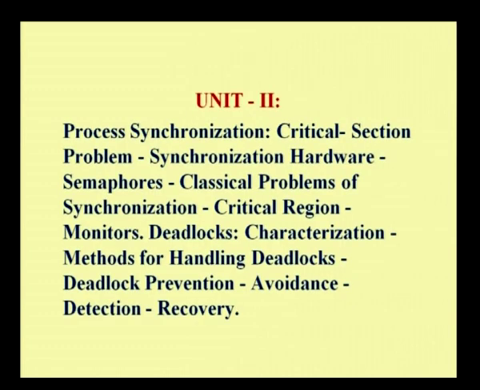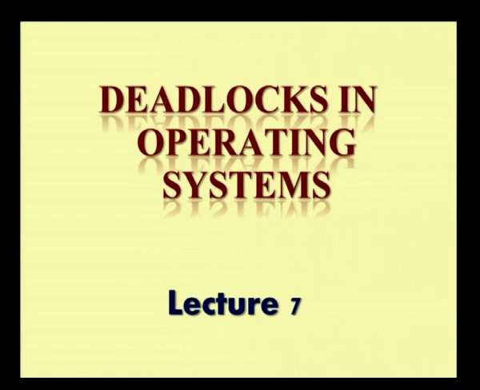have unit 2. In unit 2, we have topics such as process synchronization, critical section problem, synchronization hardware, semaphores, classical problems of synchronization, critical region, monitors, deadlock characterization, methods for handling deadlocks, deadlock prevention, avoidance, detection and recovery. This is the full of unit 2, out of which we are going to see the topic on deadlocks. This deadlock topic will be carried out in 2 different sessions, out of which we will be moving on to the first session of deadlock.